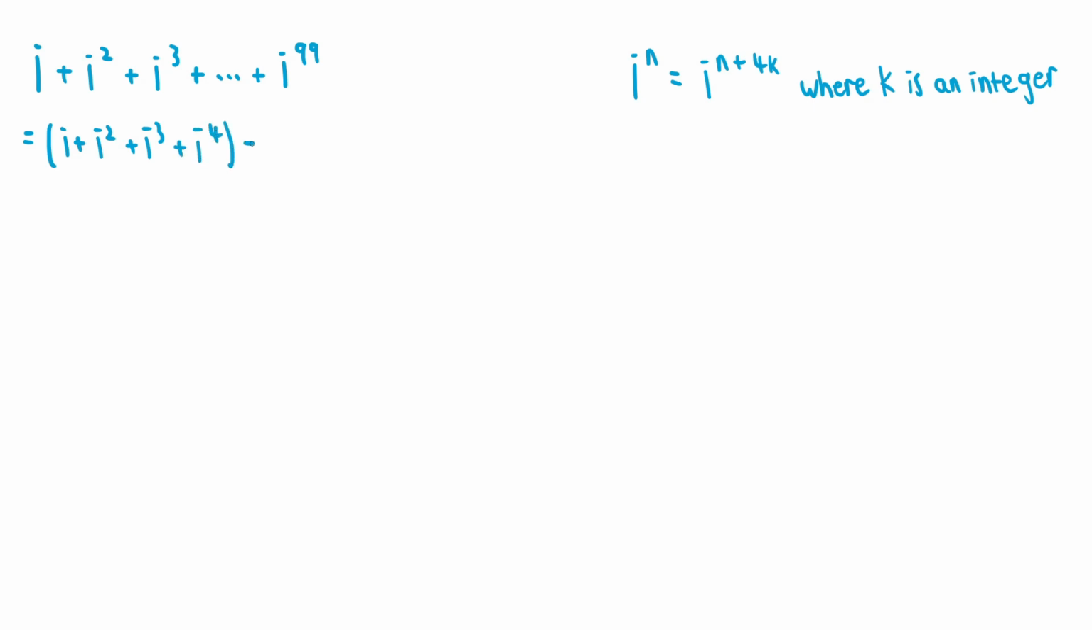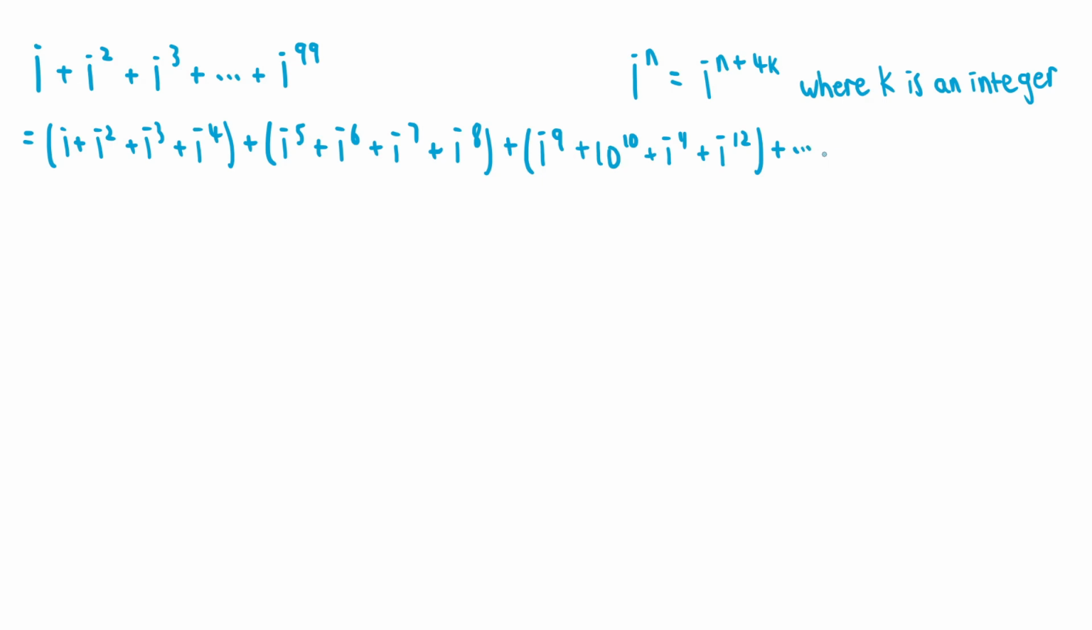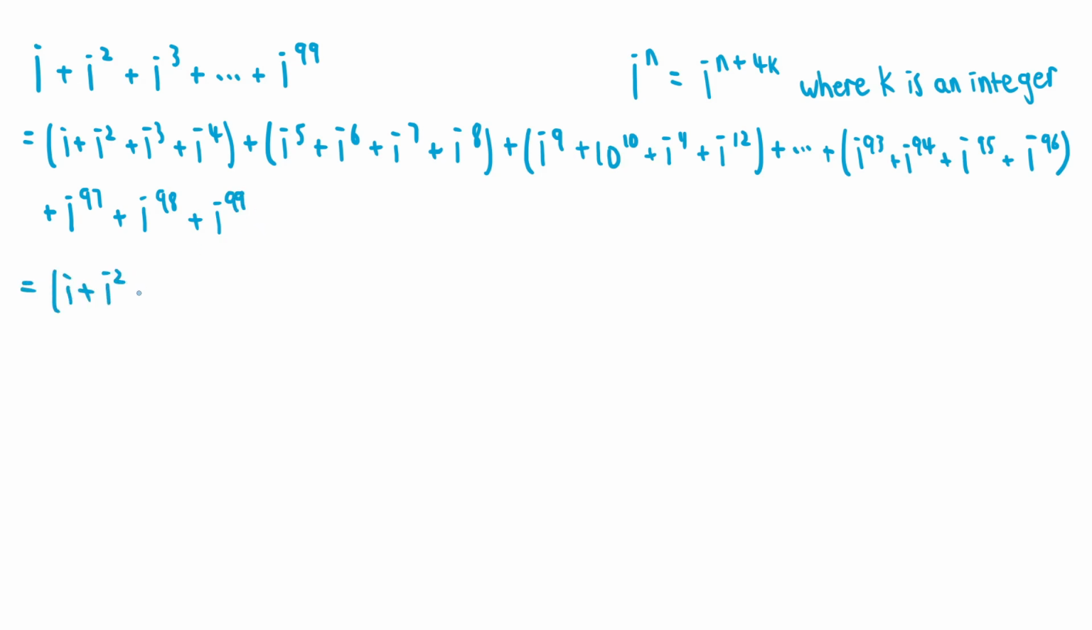to the power of 4) plus (i to the power of 5 plus i to the power of 6 plus i to the power of 7 plus i to the power of 8) plus (i to the power of 9 plus i to the 10 plus i to the 11, plus i to the 12), and so on, until we get to plus (i to the 93, plus i to the 94, plus i to the 95, plus i to the 96), which is the last group of 4 that we can form, and then we need to add on the last 3 terms, plus i to the 97, plus i to the 98, plus i to the 99.